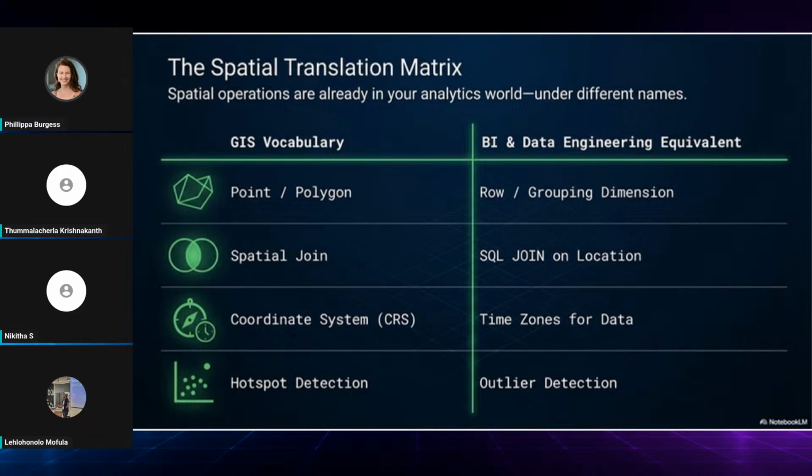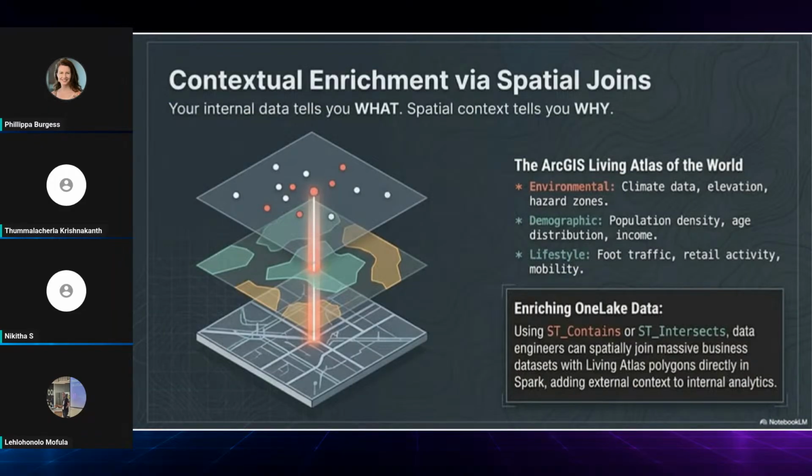So in GIS, the vocabulary is a point or a polygon, and your equivalent in BI and data is going to be row and grouping dimension. A spatial join is basically a SQL join on location. Coordinate systems are time zones for data. Hotspot detection is outlier detection. So there are a lot of equivalencies. It's just understanding that you're having to translate a bit and expand the conversation out just a bit outside of where we're all traditionally trained.